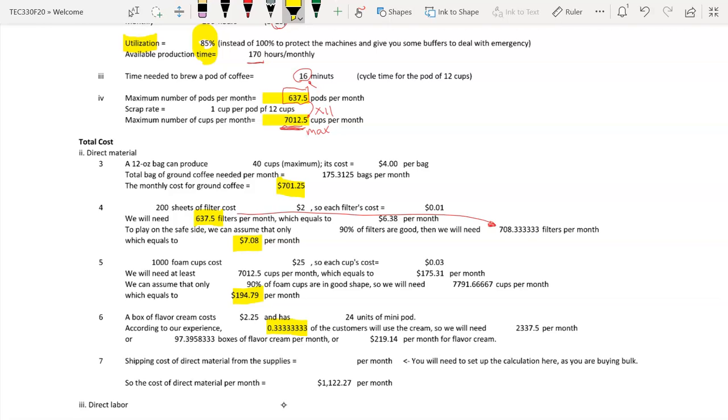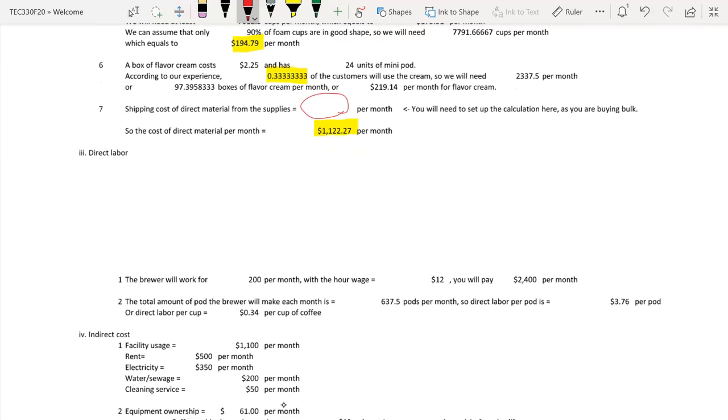Okay, so at the end we can get the material cost is about this amount. Remember, I did not put anything over here, so if you put something over here, you get a higher price. Okay, this is the direct materials. Now let's take a look at direct labor.